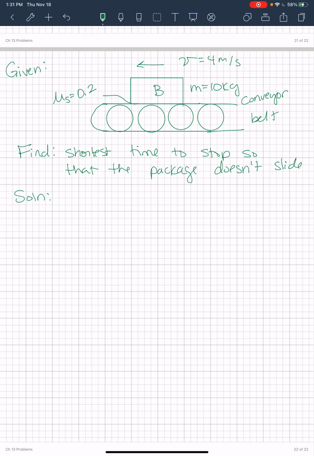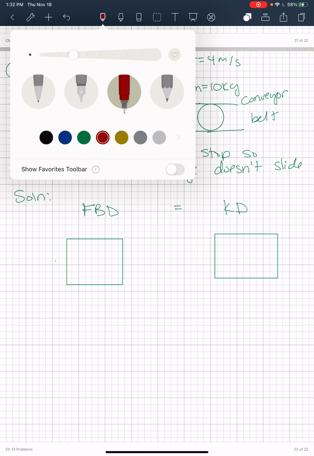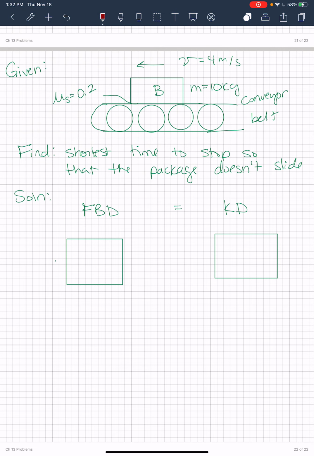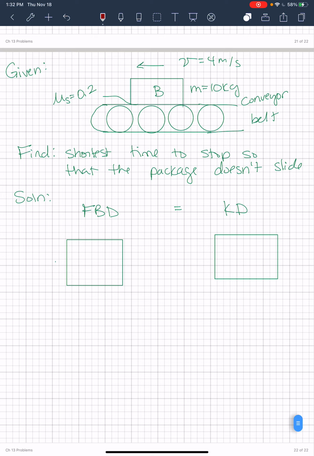So we're going to start again with our basic free body diagram equals kinetic diagram. Let's draw our package twice. Draw our package, and then on the left one, the free body diagram, we want to draw all the forces we have on it.